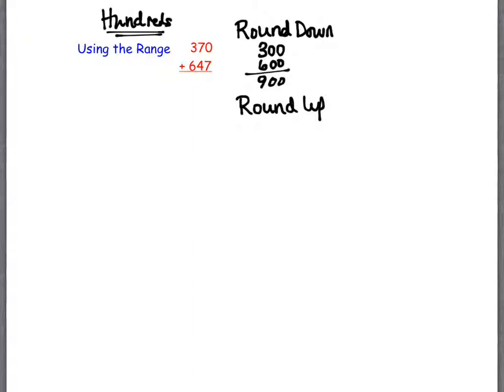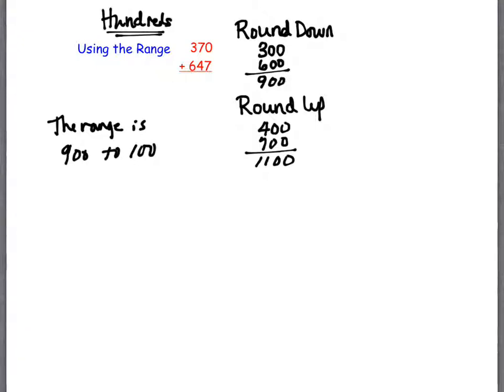And then rounding up means rounding both of them up. So 370 would become 400, and 647 would become 700. And if you add those together, you get 1,100. There we go. So you're sort of giving yourself a lower and an upper bound. So the range is 900 to 1,100. The real value is somewhere in between 900 and 1,100.